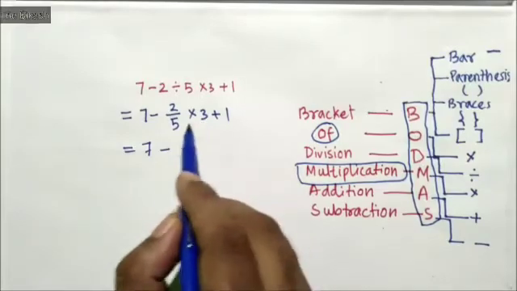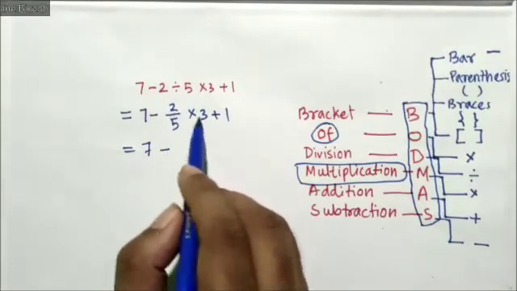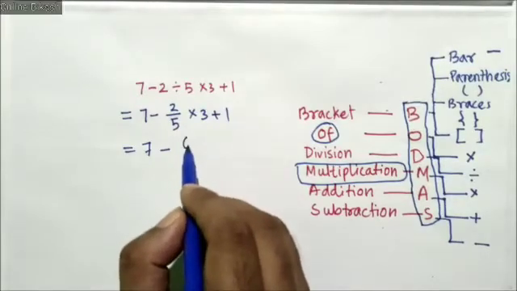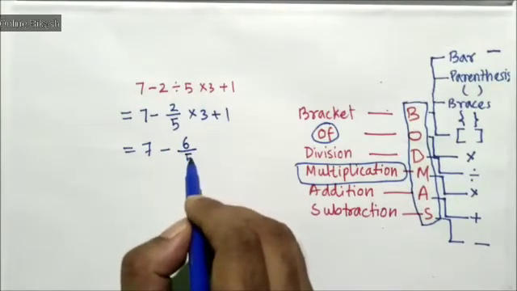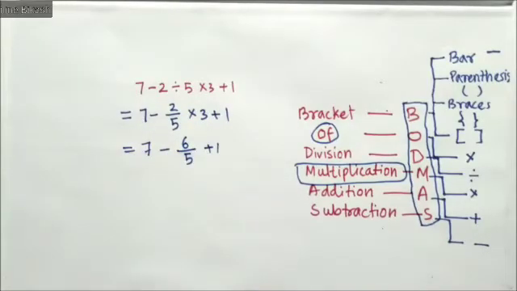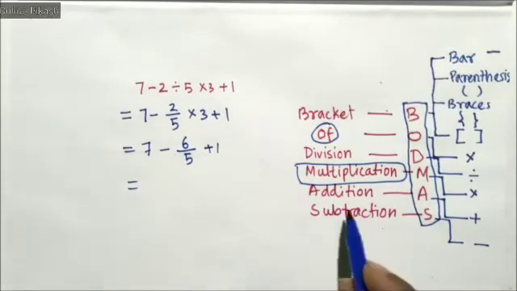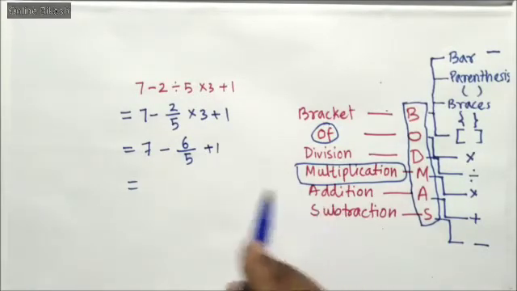You need to multiply this number with the numerator. That means 3 and 2 will be multiplied. So 2 threes are 6, and the 5 will be the denominator, plus 1. Now you have seen the multiplication has already gone. Now what is remaining here? Minus and plus. So plus you can do.